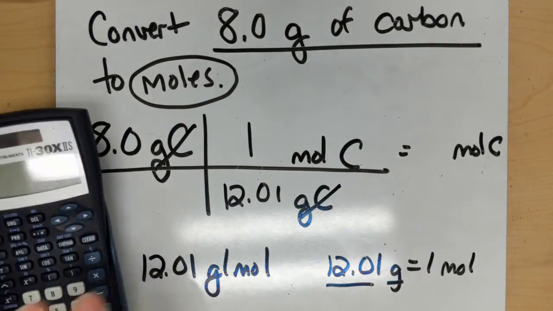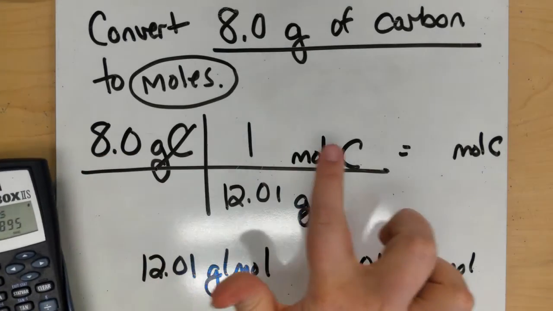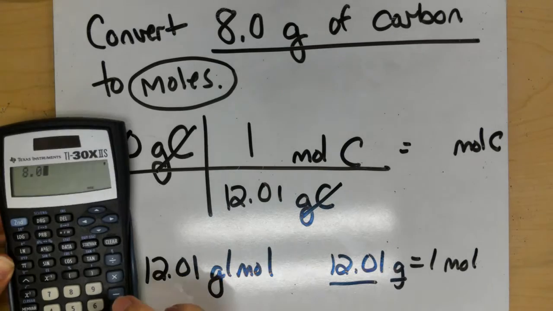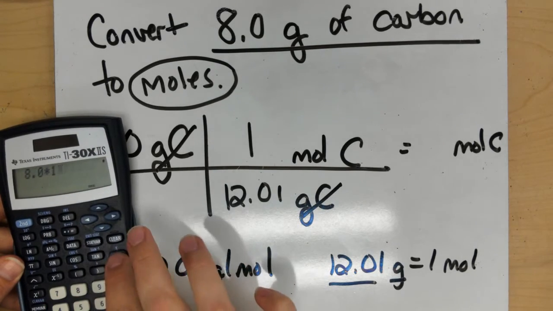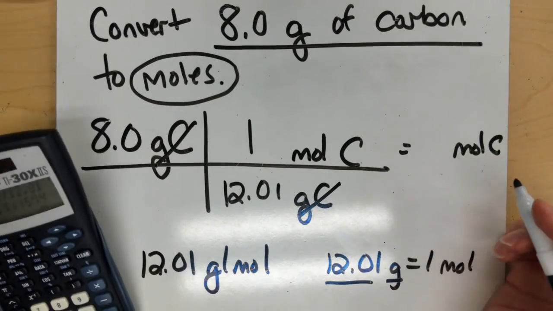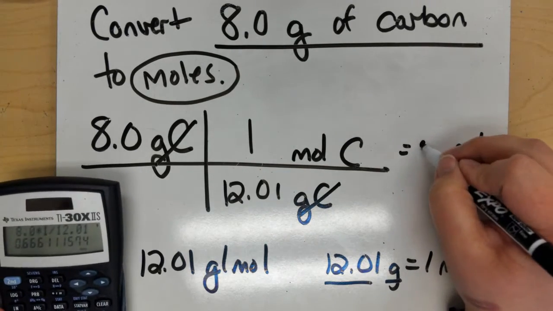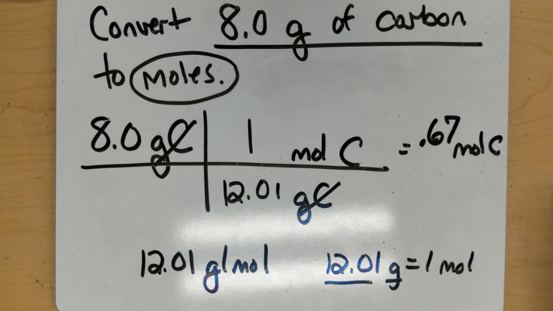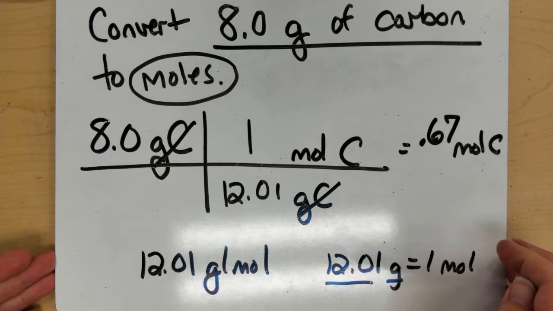Now, to enter this on my calculator, I would multiply through everything on the top and divide by the bottom. So I would put 8.0 times 1 divided by 12.01, and I would get 0.666. This has 2 sig figs. I'm going to go ahead and round that to 0.67 moles. Okay? Now let's look at a mole-particle conversion.